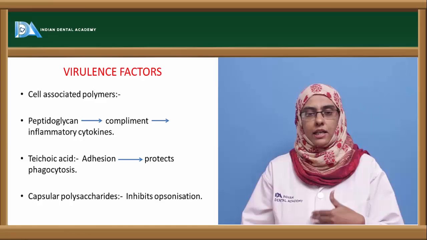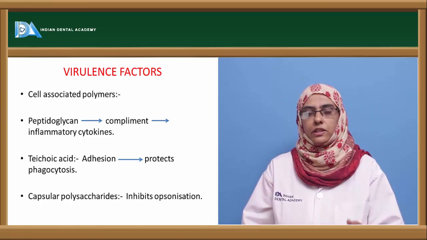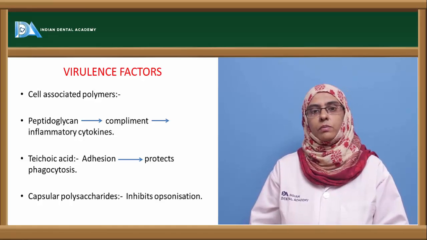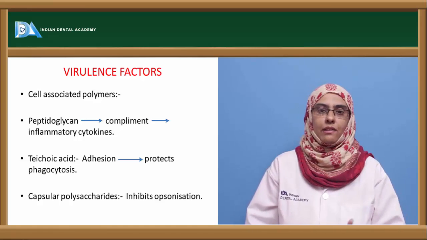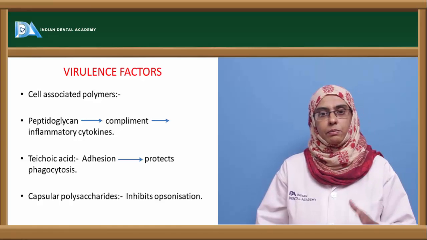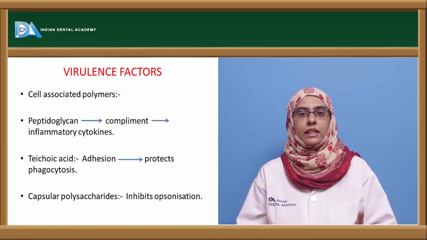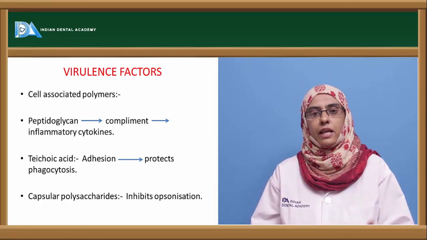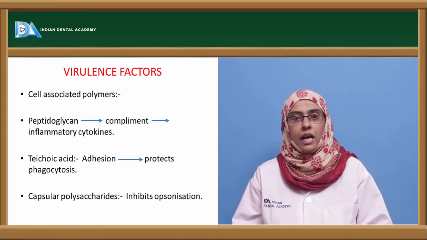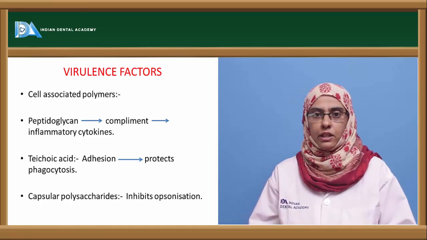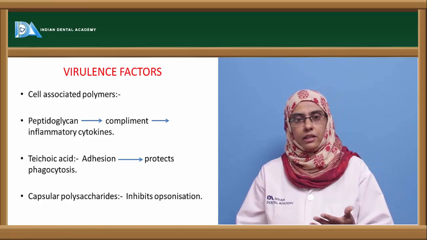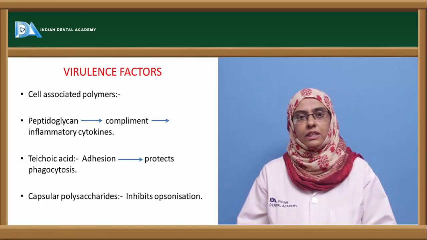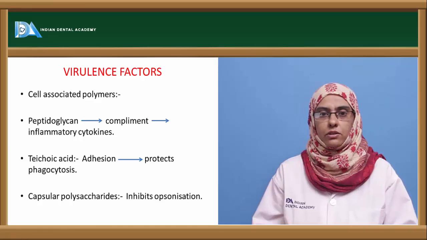Next, coming to the virulence features, these are the virulence factors that contribute to the pathogenicity of the organism. The factors are classified into different types. First is the cell-associated polymers. Cell-associated polymers are nothing but the components belonging to the cell. First, coming to the cell wall, it is the peptidoglycan. Peptidoglycan gives structural integrity and shape to the cell. Apart from that, it also helps in activating the complement system and leading to inflammatory cytokines that can be very deleterious to the human body. That is, abnormal secretion of these cytokines can cause destruction to the host cell.